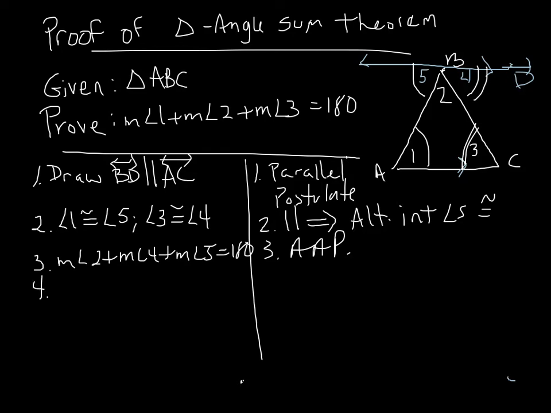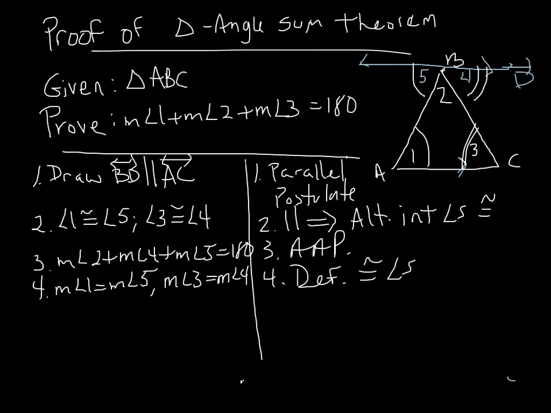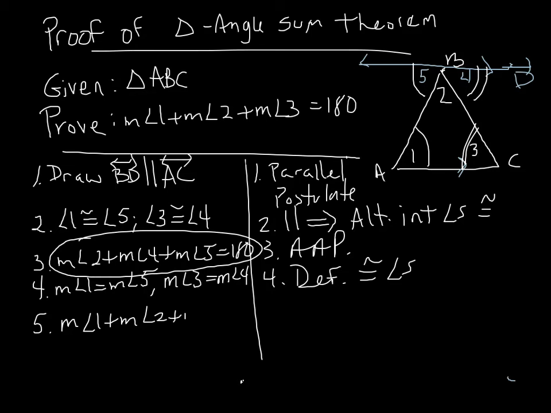So, if angles are congruent, going back to step 2, then I know they have equal measure. So the measure of angle 1 is equal to the measure of angle 5, and the measure of angle 3 is equal to the measure of angle 4. And that's simply the definition of congruent angles, going back to the earlier chapters. Now that we've got that, we're close. Here in step 3, I've got a sum equal to 180. The problem is I don't have the right pieces. I've got angle 2, but I don't have angle 1 and 3. Well, in place of angle 4, I could put in angle 3, and in place of angle 5, I can put in angle 1. So with some substitution, I can end up with the measure of angle 1 plus the measure of angle 2 plus the measure of angle 3 equals 180. And that's simply going to be substitution.